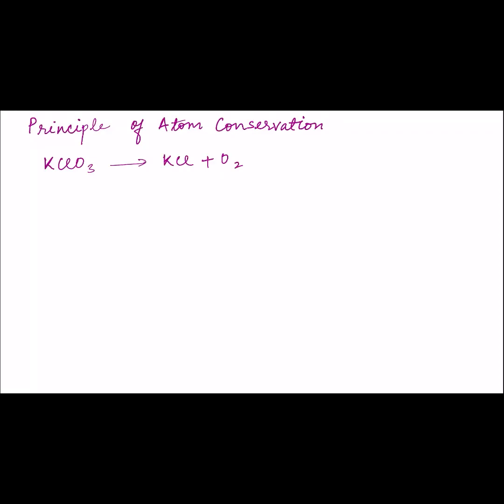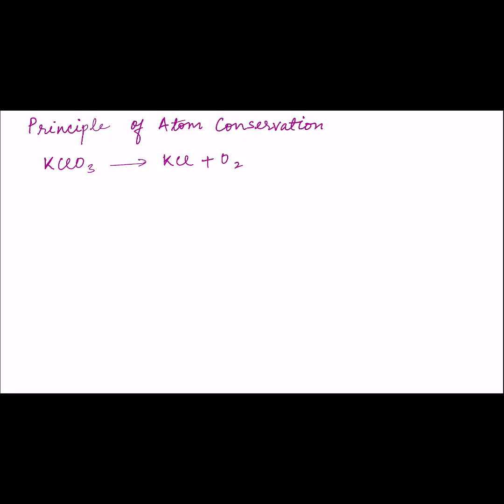Principle of atom conservation. Now what is the principle of atom conservation? Principle of atom conservation means the total number of atoms or moles of atoms on the reactant side is equal to the total number of atoms or moles of atoms on the product side. Consider the reaction KClO3 changing into KCl plus O2.